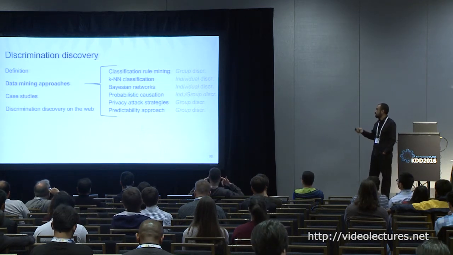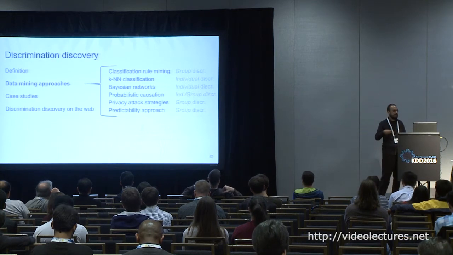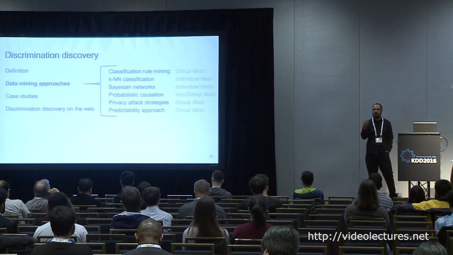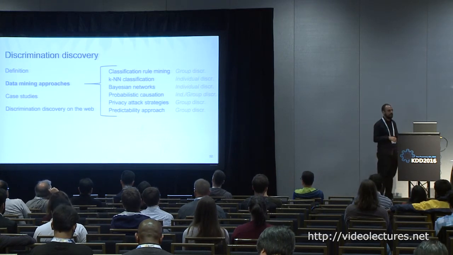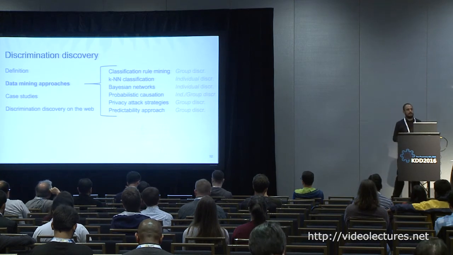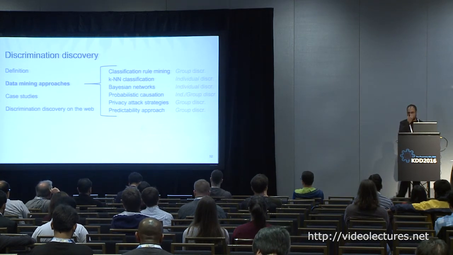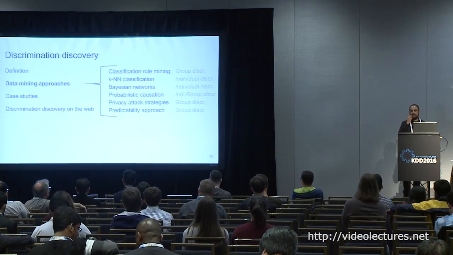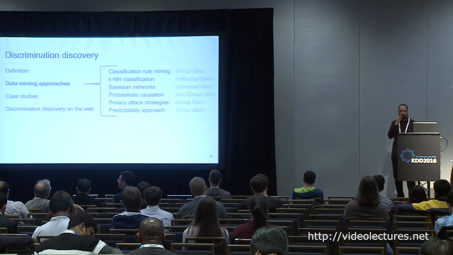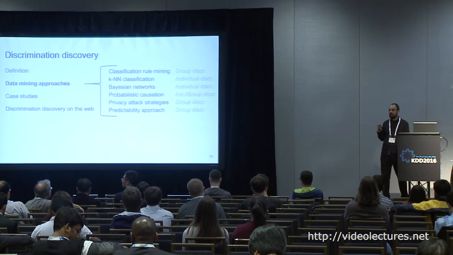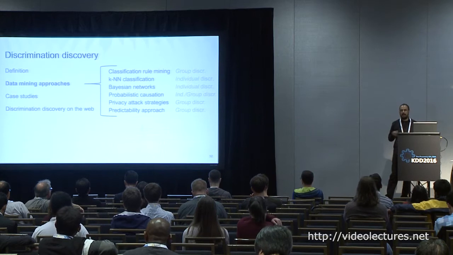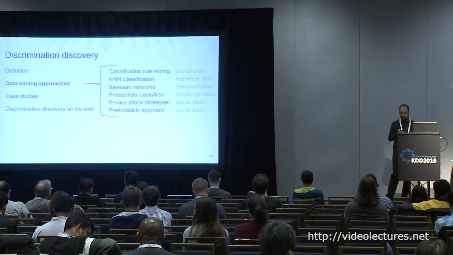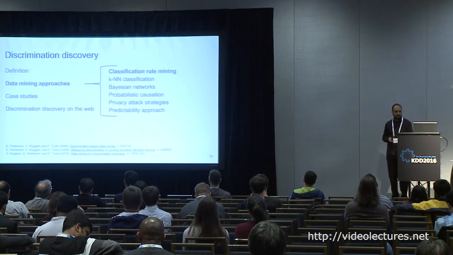And these approaches include doing some meta mining. You create classification rules, and now you mine these classification rules to find out group discrimination. There is an approach that uses K-Nearest Neighbors and is mostly about individual discrimination. An approach on Bayesian Networks, an approach that exploits probabilistic causation. Some approaches related to this privacy connection that I was speaking about, and some approaches related to predictability that can also be traced somehow back to privacy.